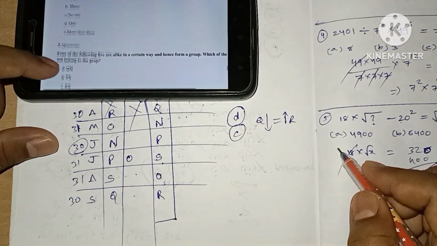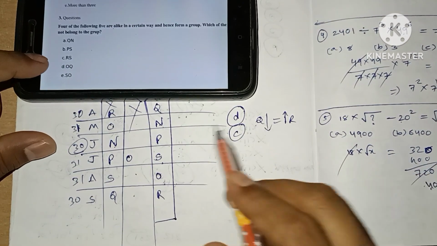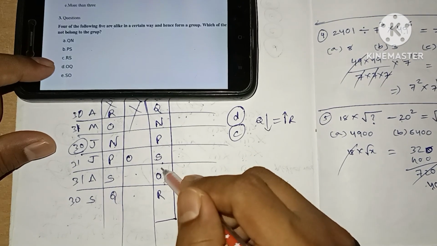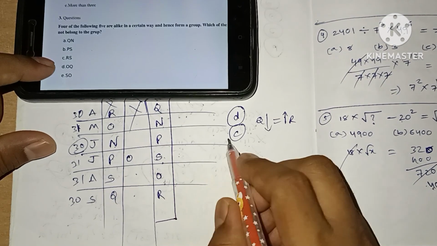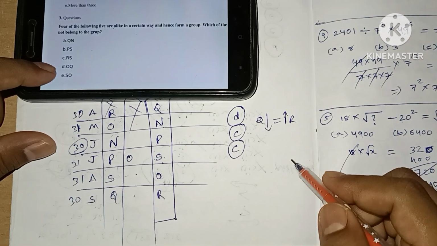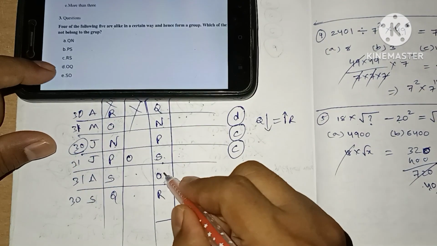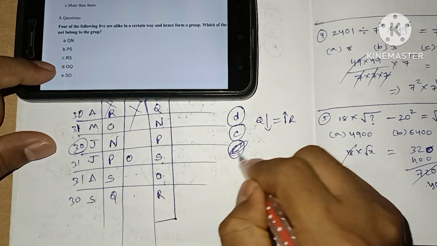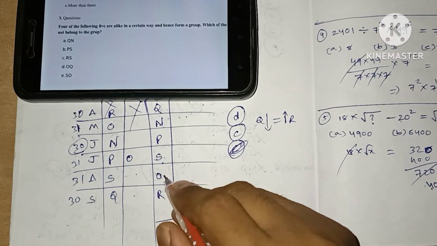Next, third one, 4 of the 5 are alike. Let's see. Q and N are immediate persons. P and S are immediate persons. R and S are not immediate persons. So option C is our answer. Wait a second. O and Q are also not immediate persons. So this is not the process.